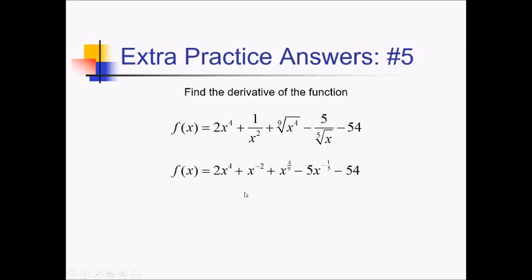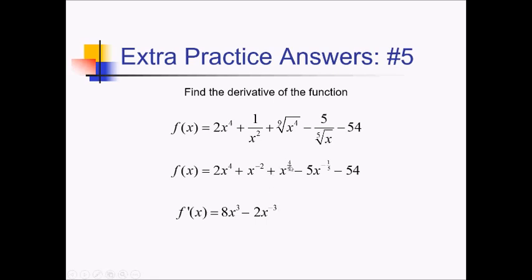All right, so moving on then, we have to use the power rule on each of these. Don't forget to actually take the derivative. You haven't actually taken a derivative yet. You've just rewritten things. So going from left to right, first term, we have 8x to the 3rd power, because 4 minus 1 is 3. On the next one, we have negative 2 x to the negative 3rd power, subtracting 1 from the negative.